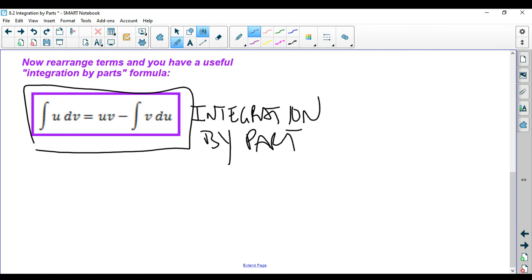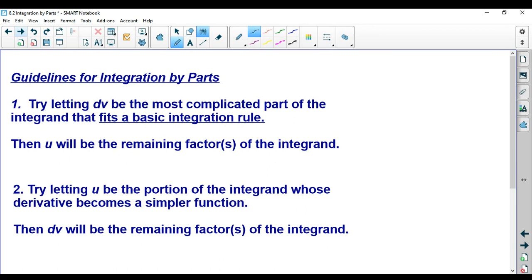This doesn't always work. You can see that as part of the formula, you get an integral itself. So for this to work, this integral will have to be integrable. You'll see. So, guidelines. You can read these guidelines. I don't think they're going to be that clear unless you actually see these and do them.